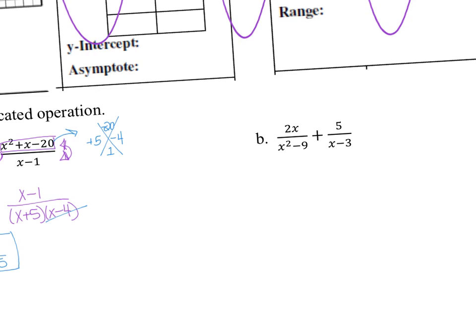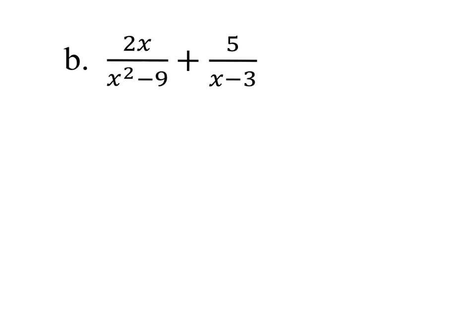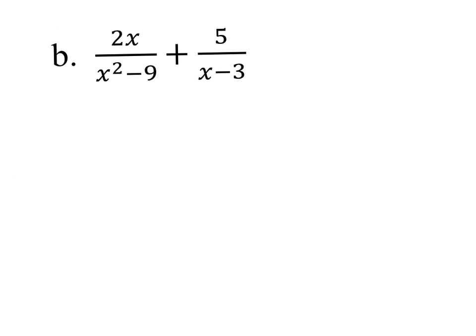Alright, let's move to B. B is kind of fun. With B, I'm adding two fractions, meaning I have to get them to the same denominator, and they're clearly not the same denominator. If I want to factor this, it's a sum and difference, so it's x plus 3 and x minus 3. And then I have to find the missing term. For the second one, I have an x minus 3, but what I am actually missing is an x plus 3. So I'm going to multiply it by a fancy 1. So it's x plus 3 over x plus 3.